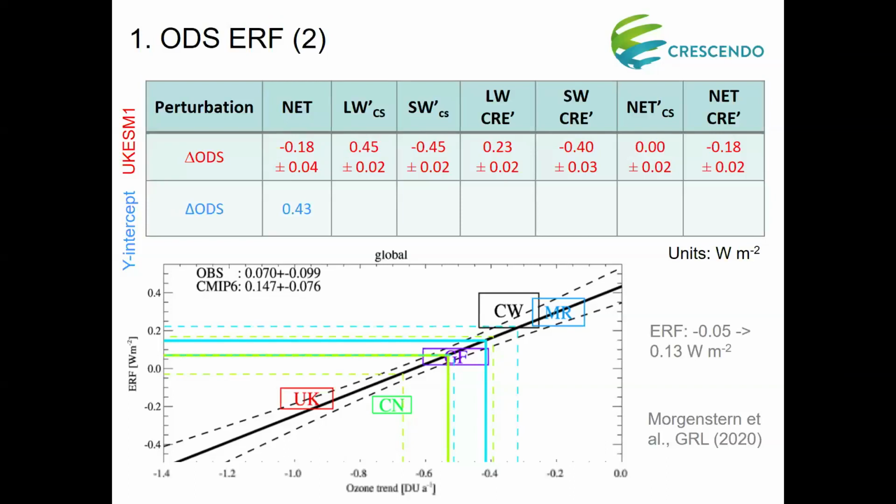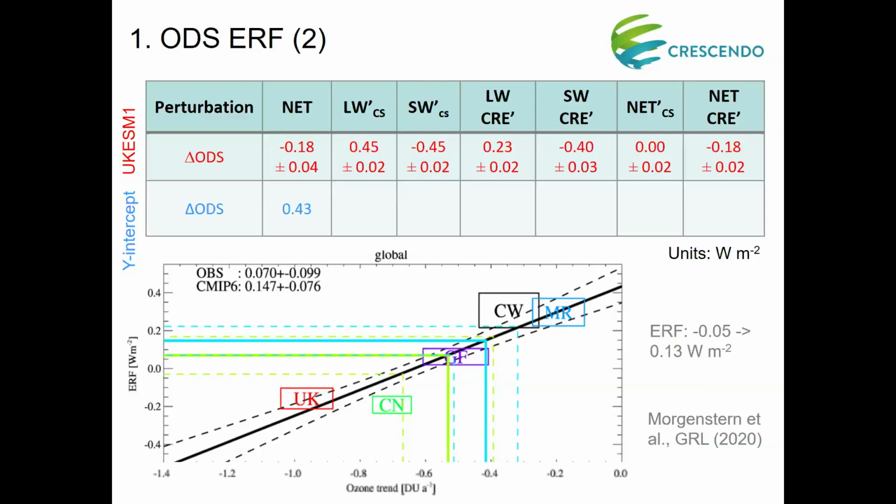So these are greenhouse gases. So we'd expect the bulk of this effective radiative forcing to be in the clear sky long wave. And indeed, that estimate of 0.43 watts per square meter matches the clear sky long wave component from the UK's Earth System model. However, you'll also see that clear sky long wave component is completely balanced out by a negative clear sky short wave component, which we believe is due to ozone depletion. It's very strongly negative, and you'll see that the UK model is showing the strongest ozone depletion of the other participating models.